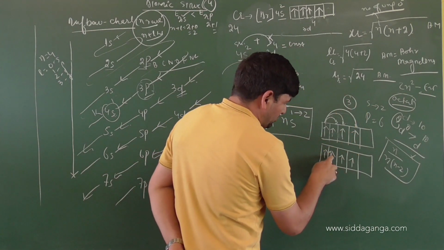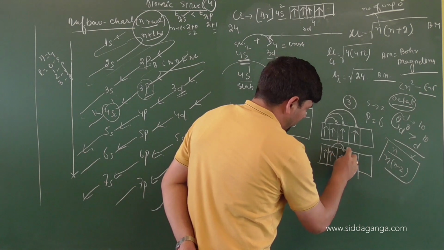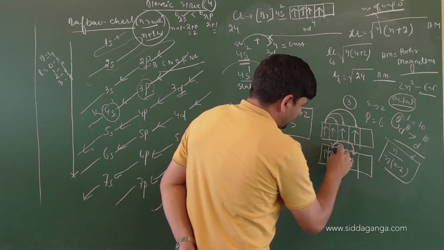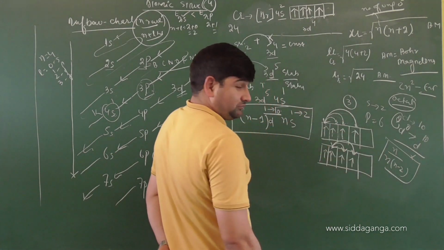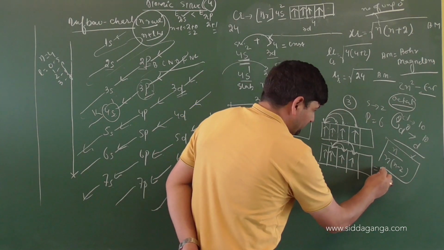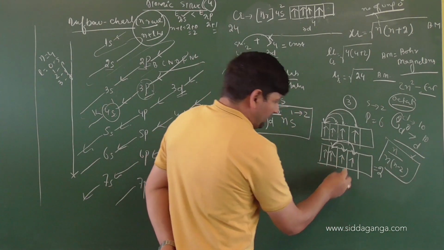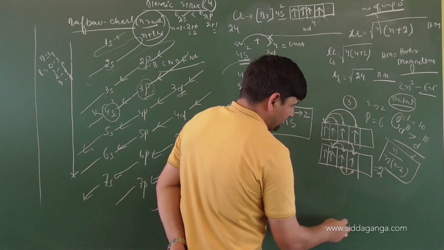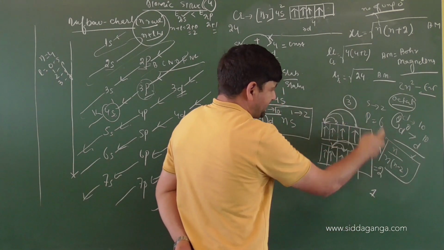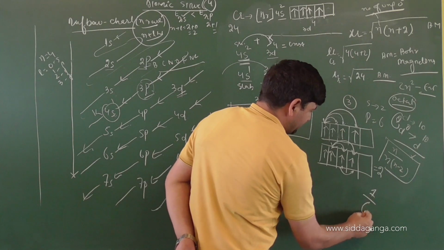Now let us see electron number 2. How many exchanges possible for it? 1 and 2. So there are 2 exchanges possible. Correct or not? What about this one? How many exchanges possible? 1. So total number of exchanges 3 plus 2 plus 1, 6 exchanges.